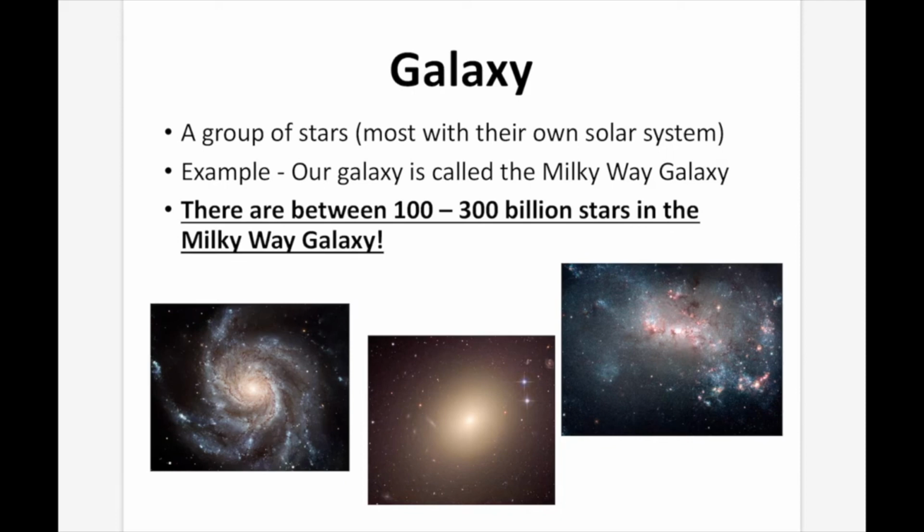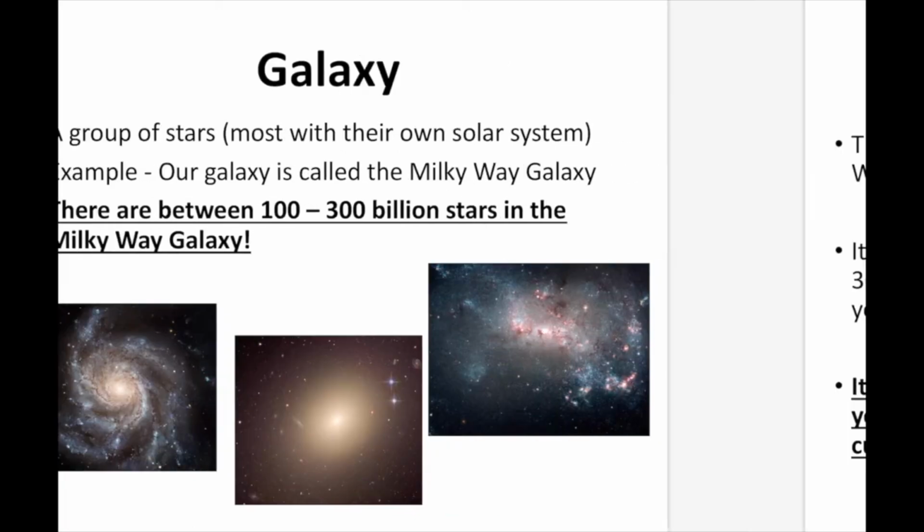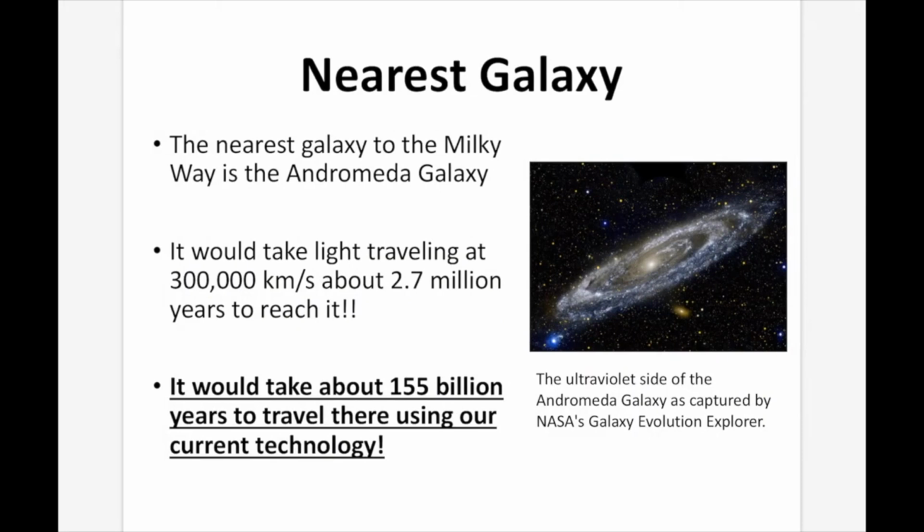So for example, our galaxy is called the Milky Way galaxy, and there are between 100 and 300 billion stars in the Milky Way galaxy, and many of those stars will have their own system of planets and moons. The nearest galaxy to the Milky Way is the Andromeda Galaxy. It would take light traveling at 300,000 kilometers per second, the speed of light, about 2.7 million years to reach it. It would take about 155 billion years to travel there using our current technology. It's not really a place that's reachable for us with our current understanding of physics and space travel.